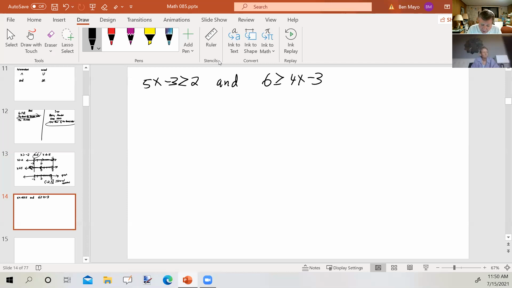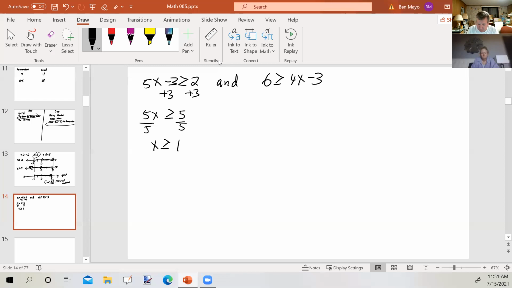So 5x minus 3 greater than or equal to 2, we're going to solve this for x on the left side of the inequality. So we're going to add 3 to both sides, which gives us 5x greater than or equal to 5. We'll divide both sides by 5, so x is greater than or equal to 1.